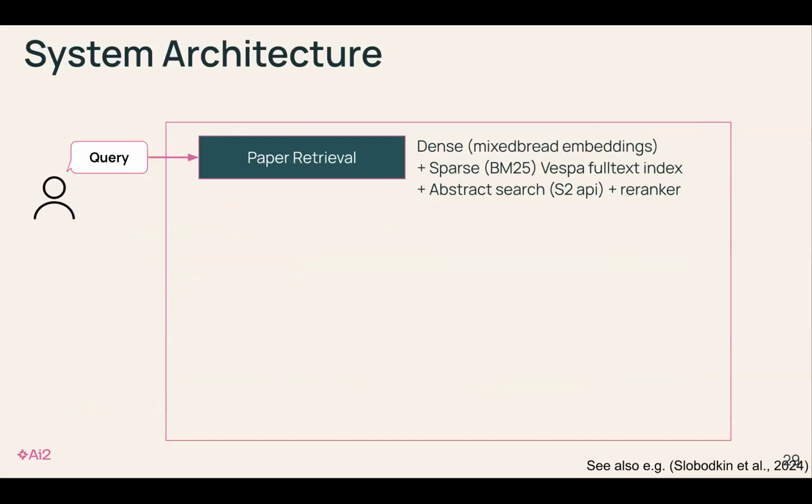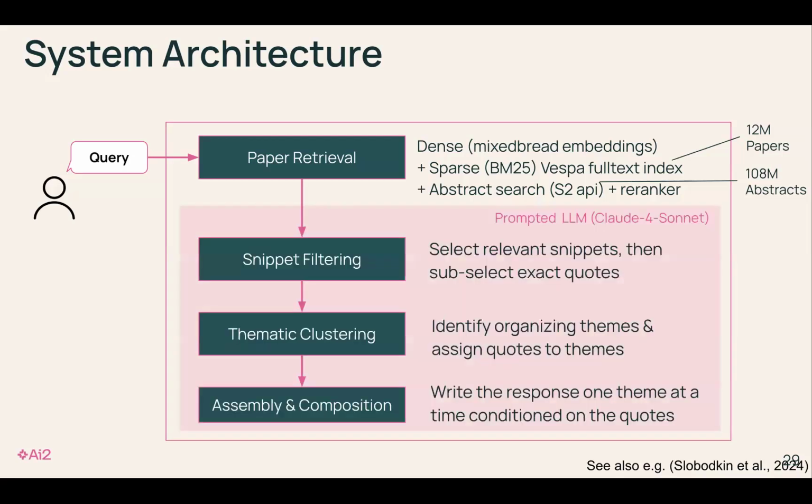So this audience may not care quite as much about what's going on under the hood, but just really briefly, we get a query and we submit that query to 2 different indices. One is this sparse and dense thing that uses learned embeddings, and that has 12 million full text papers. Then we also use the Semantic Scholar API, which has 108 million abstracts. And this is the raw material we're searching.